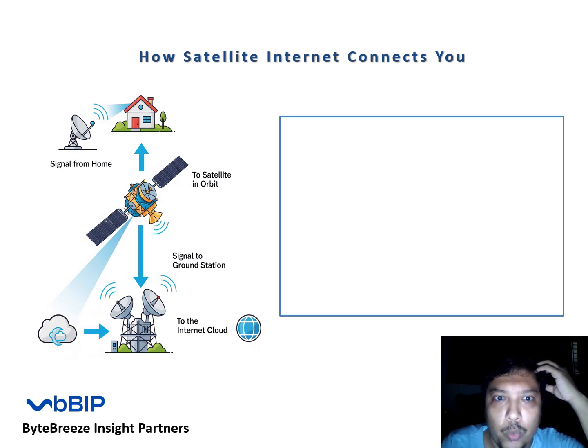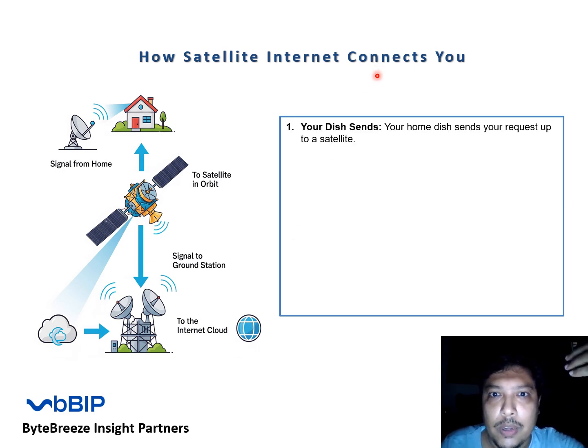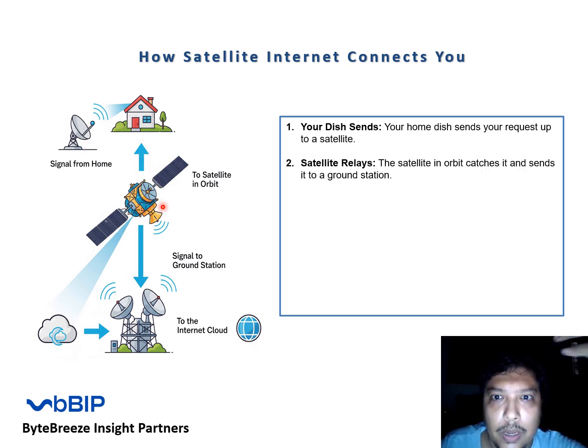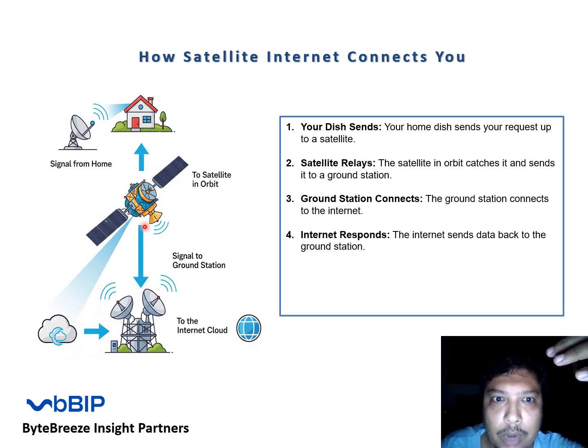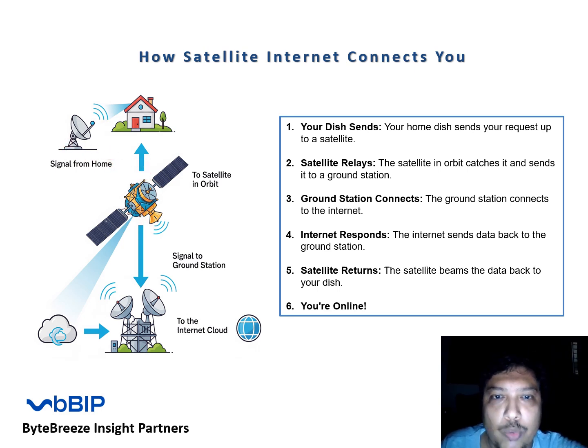First of all, we will understand how satellite internet connects us. For connecting to the internet through a satellite in our home or office, we have to have a dish antenna. When our home or office dish sends our request to a satellite, this satellite in orbit catches the request and sends it to the ground station, as in the picture. The ground station connects us to the internet, and the internet sends data back to the ground station again, and the satellite beams the data back to our dish. In this way the satellite connects us to the internet. So it's very simple.